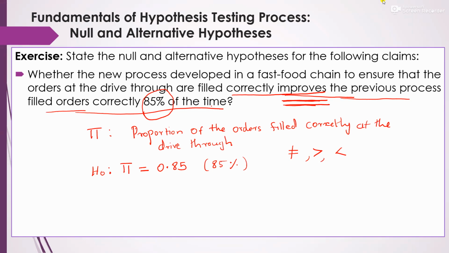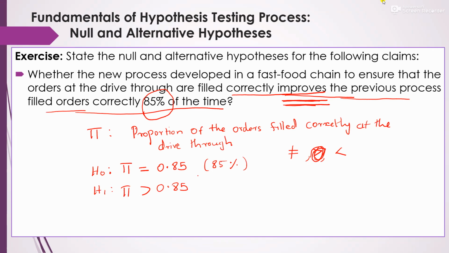And now they want to test whether it improves. If it's improving, this percentage should be more than this one. The proportion of orders filled correctly is more than 0.85. So H1, in this case, we are selecting. If the process is improved, we are looking at the correct orders, so the percentage of correct orders should also improve. Then pi greater than 0.85.